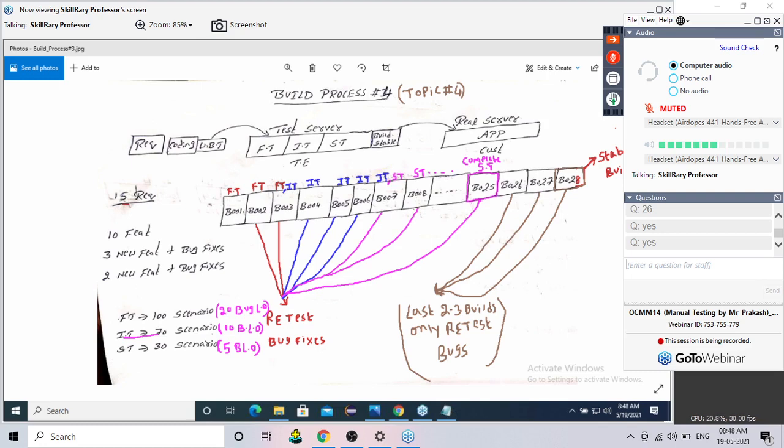I will also give one summary point. Sir, one doubt, for the last 3 builds you said retest only, which type of test is it? It is not called testing. That is what I told you guys.